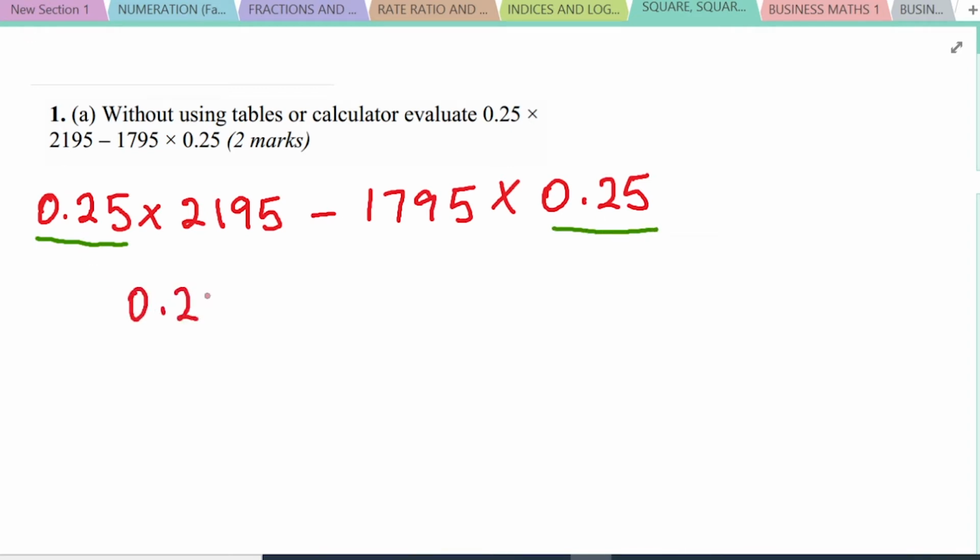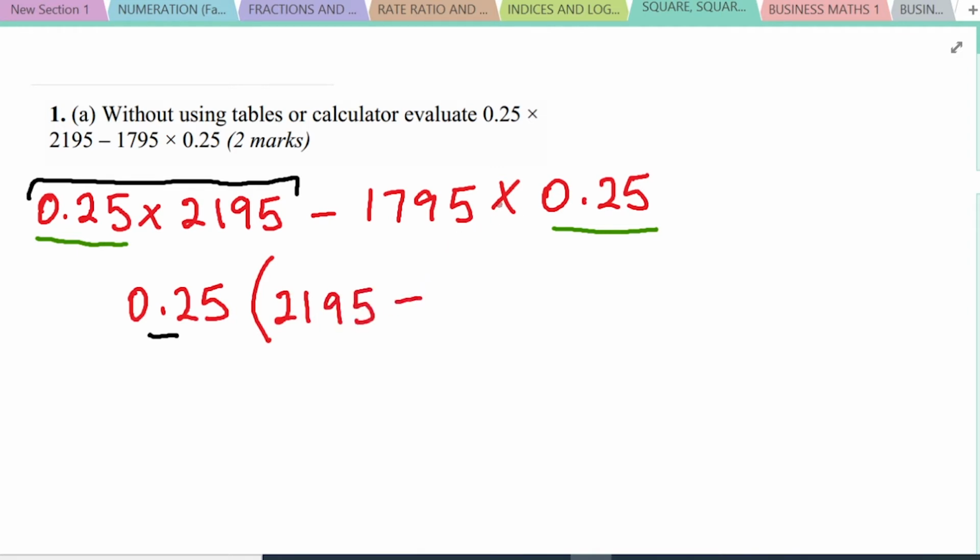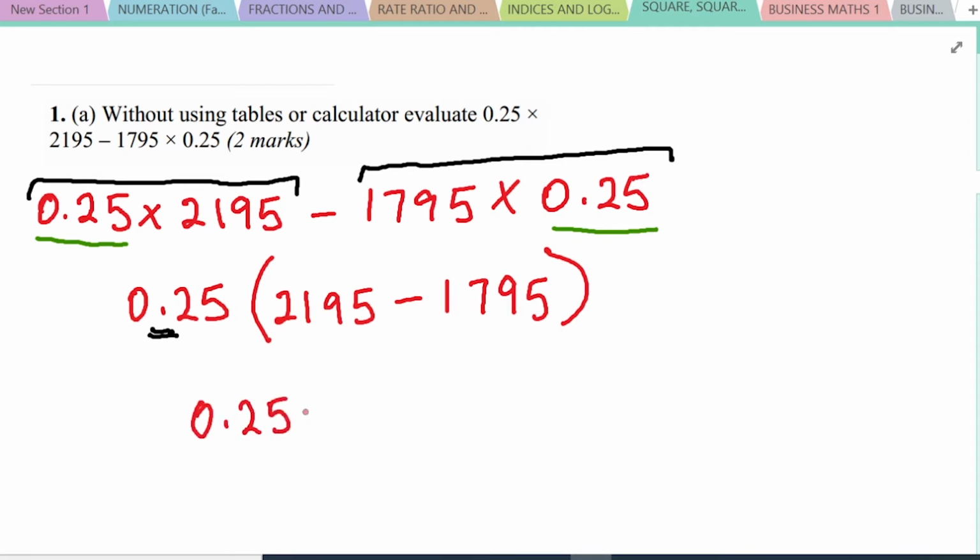We shall say 0.25, put it outside brackets, and into the brackets goes what remains. It's like getting this whole thing and dividing that by 0.25. What do you remain with here? That's what you put here, 2195 minus the whole term divided by 0.25. What you have remaining is 1795. So after showing that you know how to factorize, the rest is 0.25 into brackets. Then you can go ahead and subtract that. You can even use your calculator to do that. Then there we have 400.